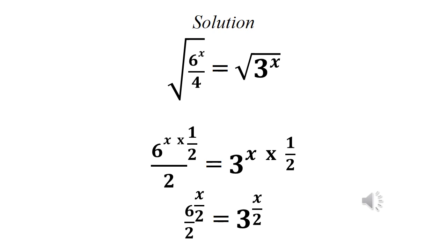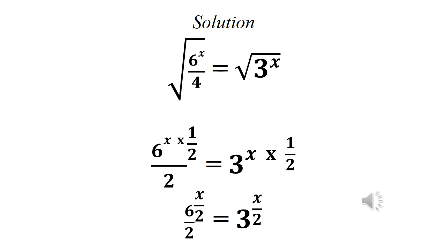Now from here we have the square root of 6 raised to power x divided by 4. We find the square root of 4, that is 2, that's the denominator. Then the square root of 6 raised to power x will become 6 raised to power x times 1 over 2, which is the same thing as square root of 6 raised to power x, then divided by 4. We've already gotten the square root of 4 to be 2. That's why it's dividing by 2 now, no more 4. Then equals 3 raised to power x times 1 over 2.